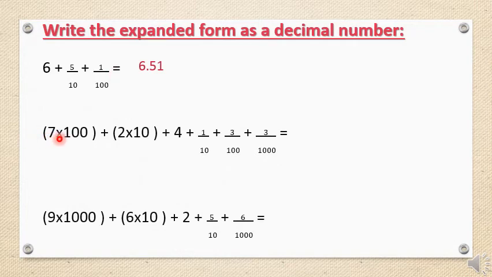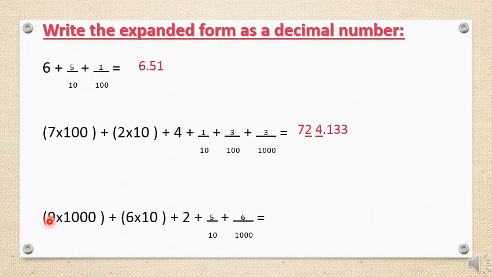Let's move to the second one. It's 7 times 100. So after 7 we have 2 digits. Then we fill in these digits. 2 times 10, so it's in the tens place. Plus 4. 4 is in the ones place. Now let's continue. When I see fractions, it means I'm now in the decimal part. This is 1/10, so this is the first digit after the point. 3 over 100, the second digit after the point, and this is 3 over 1,000, the third digit after the decimal point. So the number will be 724 and 133/1,000.